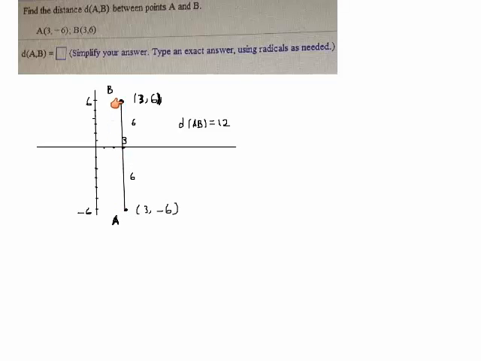So to find the distance between A and B, you can just look at this graph. Looks like you have 6 units up and another 6 units up. The distance between A and B would be equal to 12.